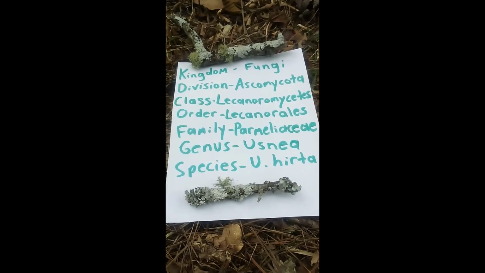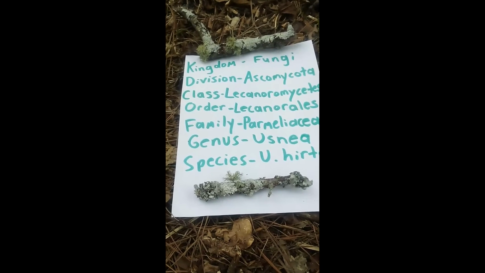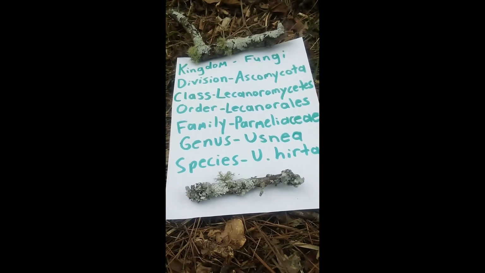So we'll go through the classification. Kingdom is fungi. They're all fungi. Lichens are categorized by their fungus, even though they have algae partners.